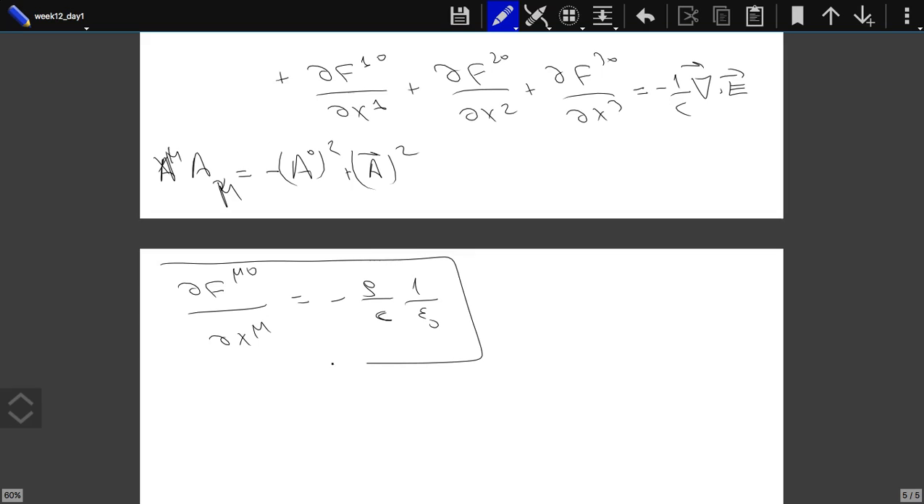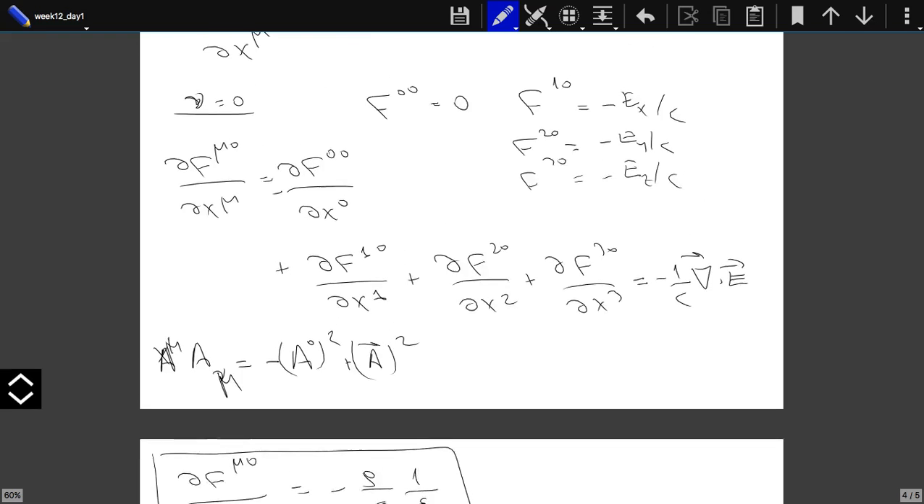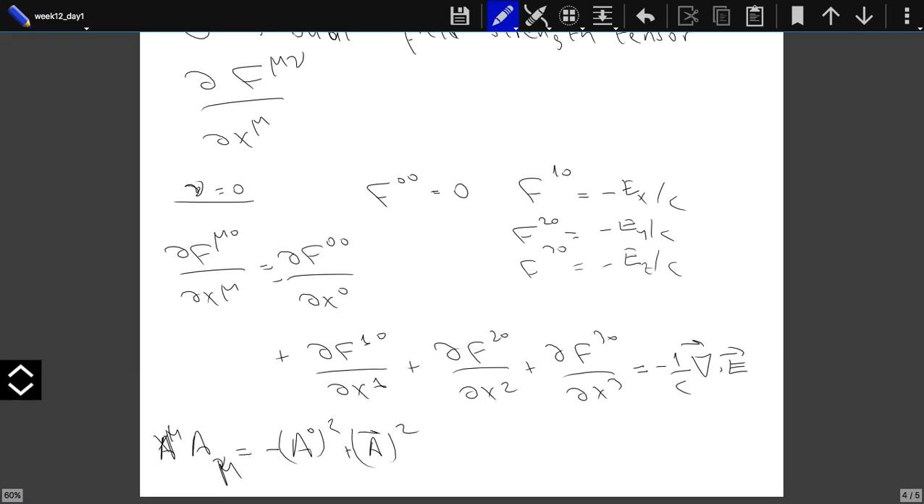The first one. Well, F00 is 0. So the time derivative is 0. F00 is 0 because it's antisymmetric. All the diagonal entries are 0 all the time.